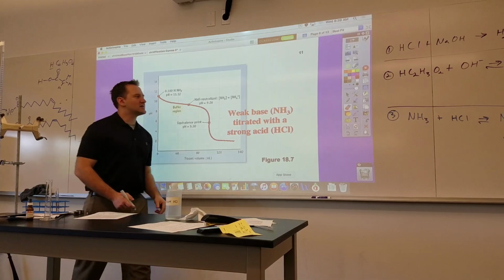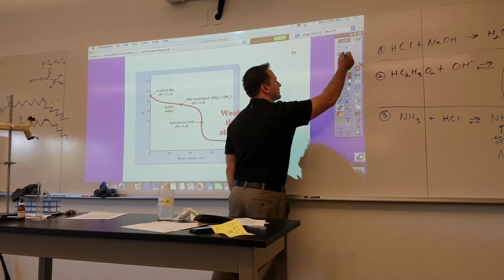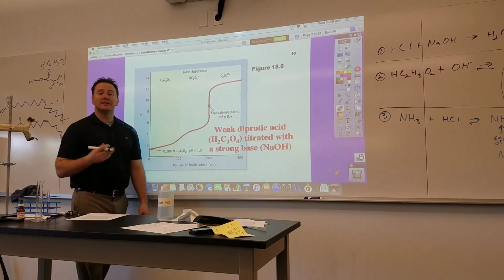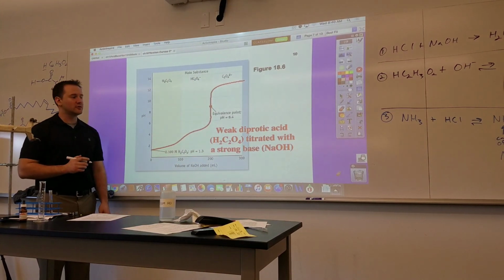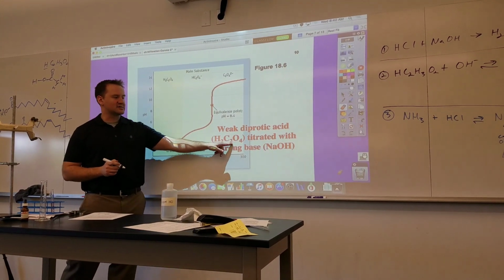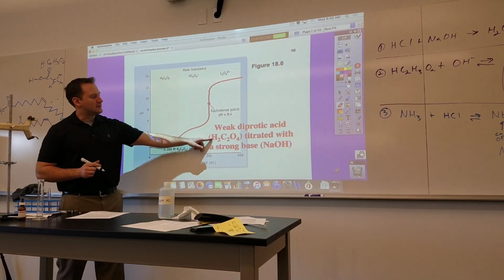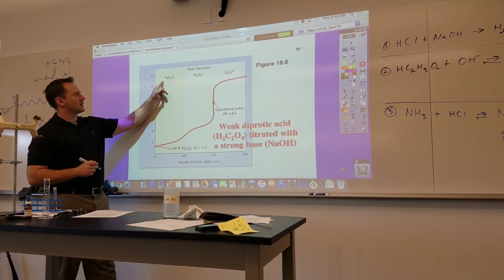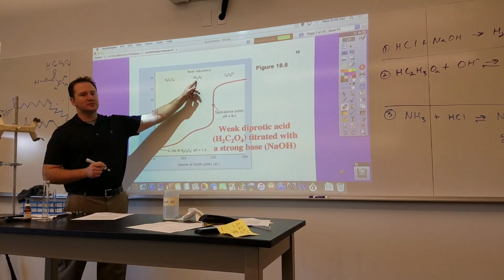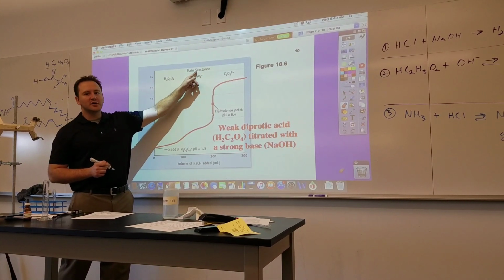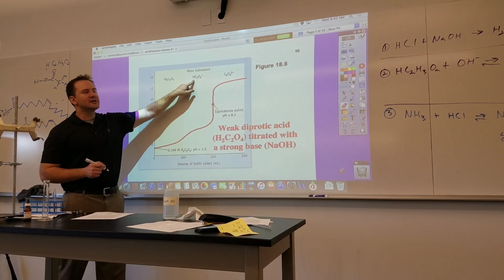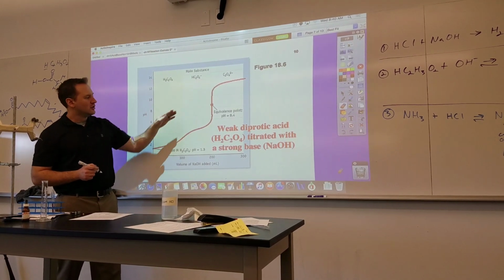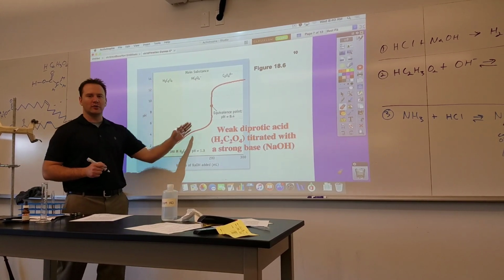And the last titration I want to show is the titration of a weak diprotic acid. Diprotic meaning it's capable of donating 2 hydrogens. We have oxalic acid here, which we use in the lab. And at first, when you're titrating it, you're going to essentially be converting the oxalic acid into its conjugate base, but its conjugate base is still acidic. It has a hydrogen it's capable of donating to the solution. So what you really have is 2 equivalence points.